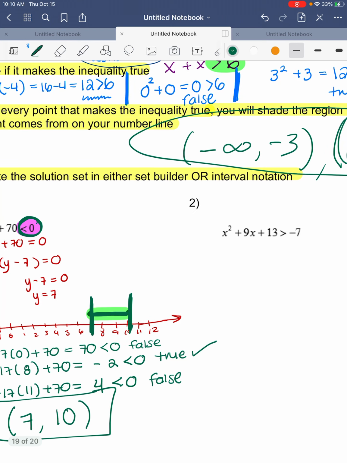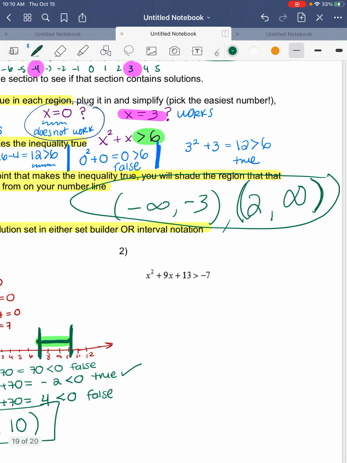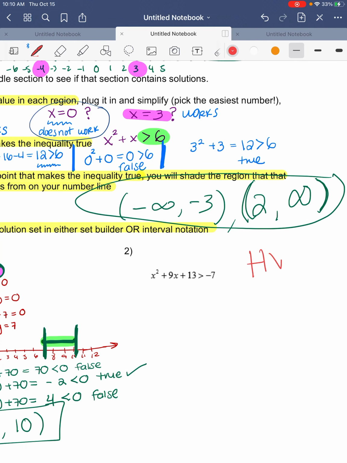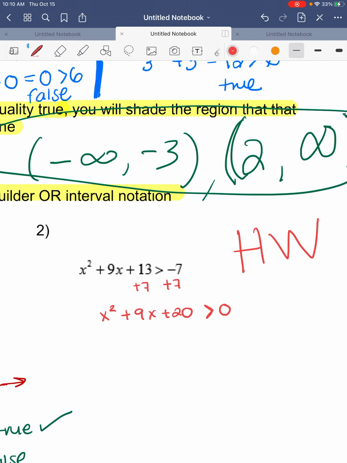Okay, so now I'm gonna be asking you guys to do question number 2 for homework. This is gonna be your homework. Remember, the first thing is to add 7, okay? I'm just giving you the first step. It's gonna be x squared plus 9x plus 13 plus 7, which is 20, and then greater than 0 like that.